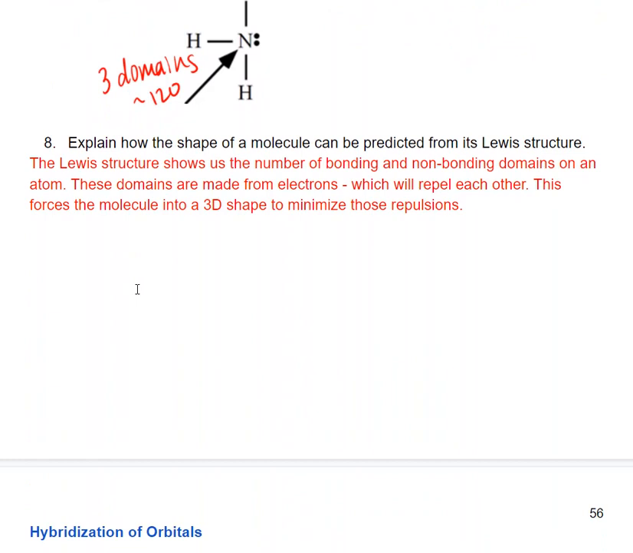So how can we predict the shape of a molecule from its Lewis structure? The Lewis structure allows us to see how many bonding and non-bonding domains are present. These domains are made from electrons which repel each other. So this will force the molecule into a 3D shape that minimizes those repulsions.